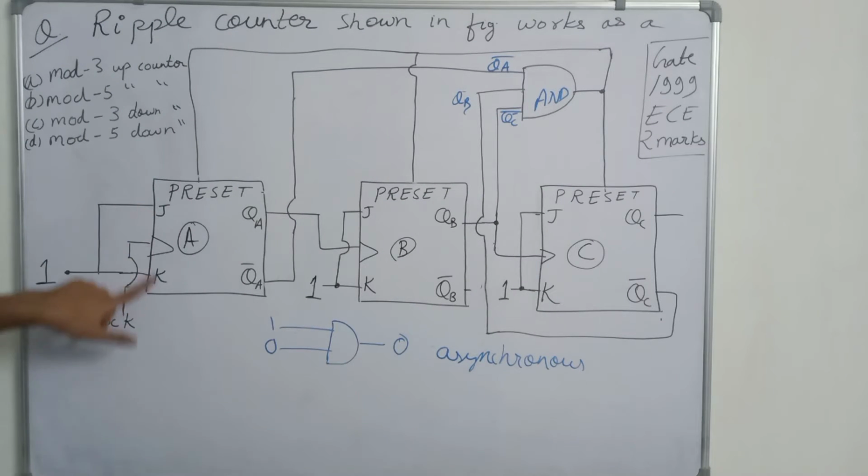Whereas JK flip flop inputs are synchronous because they will give output only when the clock edge arrives. Even if J and K values are changed, they do not give an output until there is a clock present. When the clock edge arrives, they give an output depending on the value of J or K. So JK flip flops are synchronous, whereas preset is an asynchronous input. So this is the important concept.